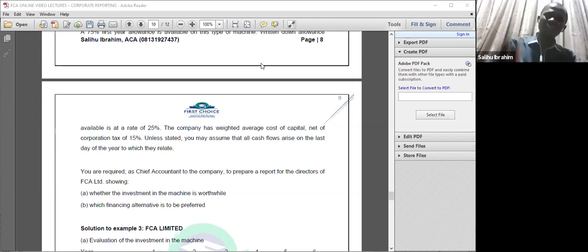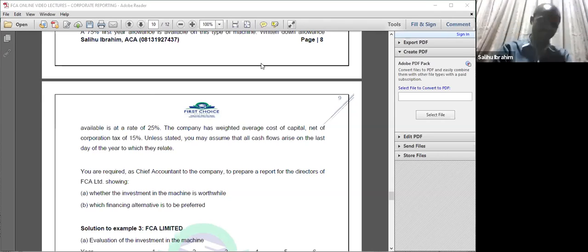Therefore, the relevant cash flows for a finance lease are: number one, lease rental payment. You pay lease rental when you take an asset on lease, so the lease rental payment is relevant. Number two is tax saved on the interest portion of lease rental. Okay, what am I saying here?